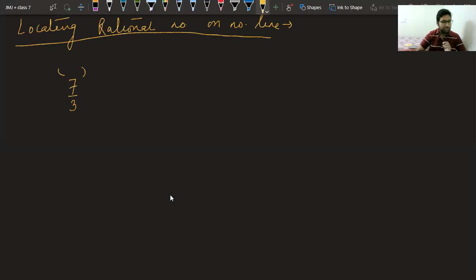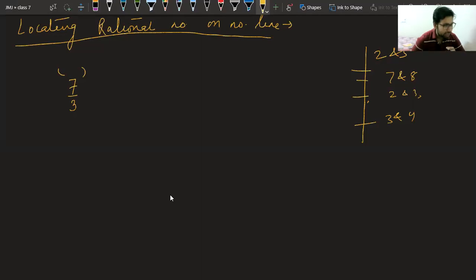Okay. Tushita is saying 2 and 3. Some are saying 7 and 8. Others are saying 3 and 4. Okay, nice, beta. Try more, maybe we get the answer soon. Lavya is saying 7 and 8. Lavya, beta, totally wrong. No chance of that.